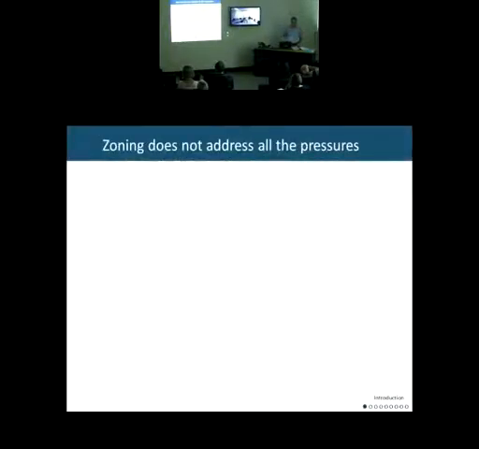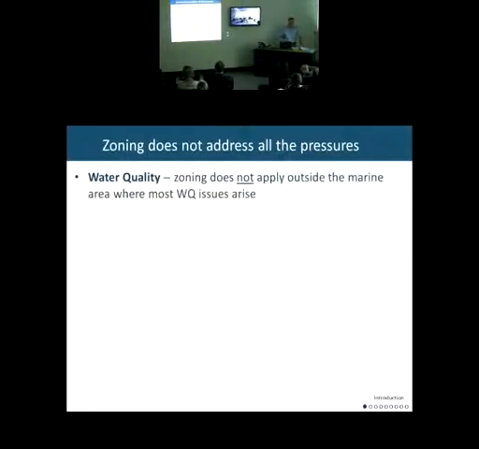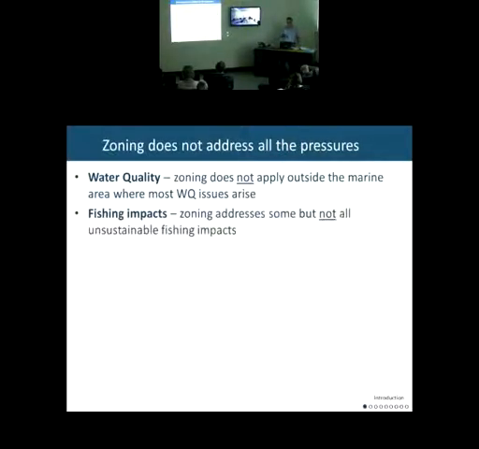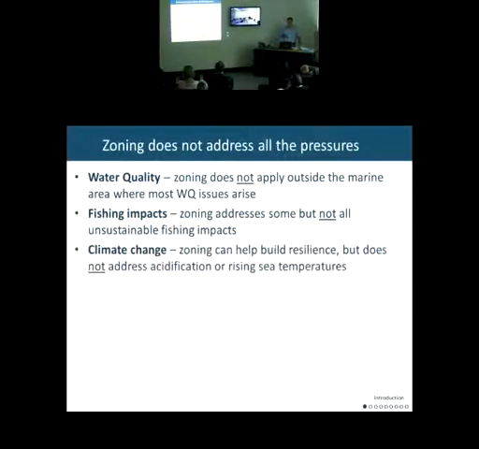But I want to stress that zoning, whilst it's a fundamentally important tool, doesn't really address all the pressures facing us. If we think about things like water quality, zoning doesn't apply outside the Marine Park, and yet most of those issues of water quality are coming from outside. Zoning does address some of the issues of fishing, but not all aspects of unsustainable fishing. Zoning can help build resilience for climate change, but it's certainly not addressing all the issues of climate change that we know are happening.